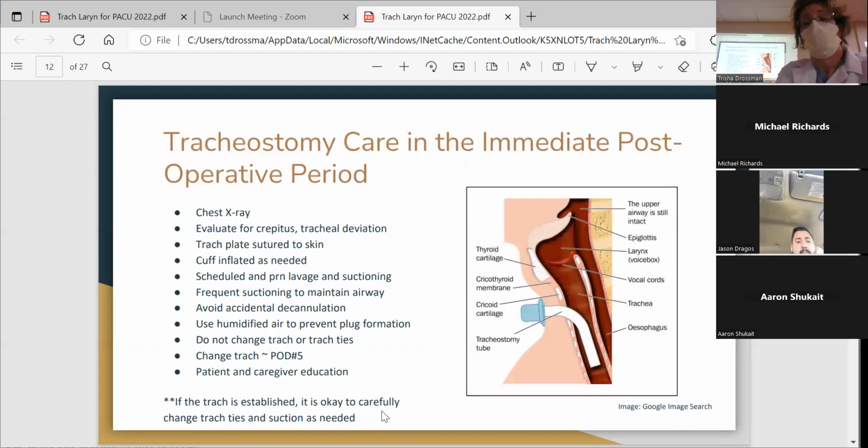So what's our trach care in the immediate postoperative period? We'll get a chest x-ray to confirm placement and to rule out any pneumothorax. We'll want to evaluate for any kind of crepitus, palpating for subcutaneous emphysema, which could signify some air that's escaped from the trachea into the neck, or any tracheal deviation.